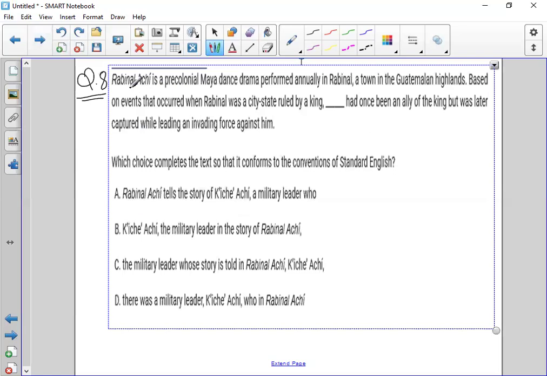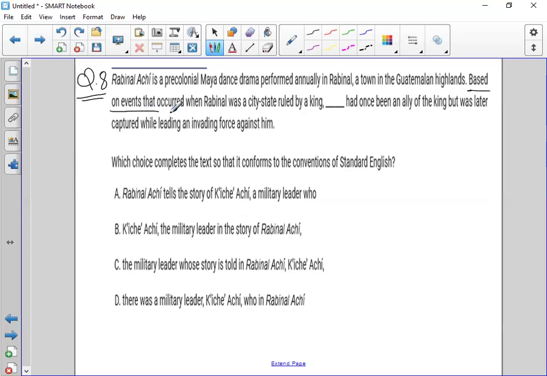Now, Rabenal Achi is a pre-colonial Maya dance drama performed annually in Rabenal, a town in the Guatemalan highlands, based on events that occurred when Rabenal was a city-state ruled by a king, comma, blank. So based on events that occurred when Rabenal was a city-state ruled by a king.